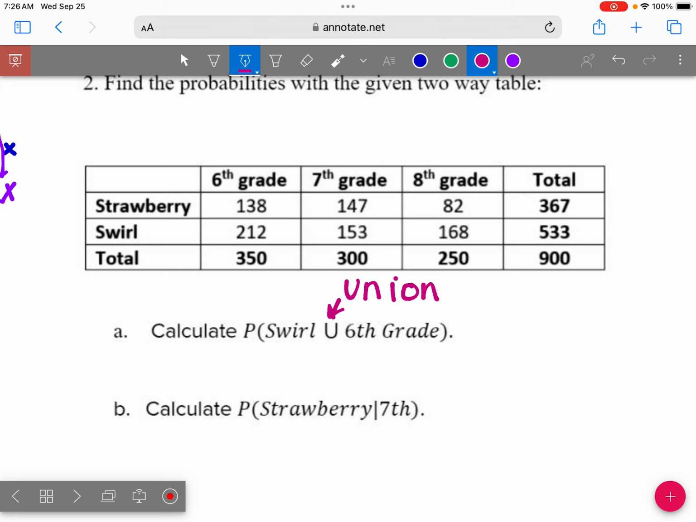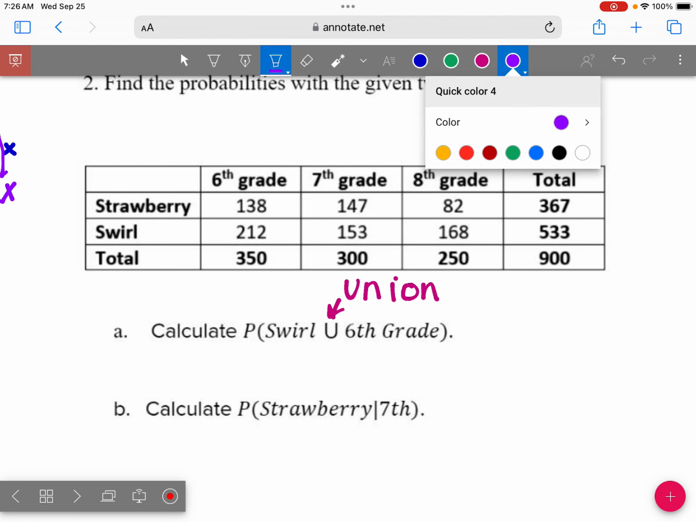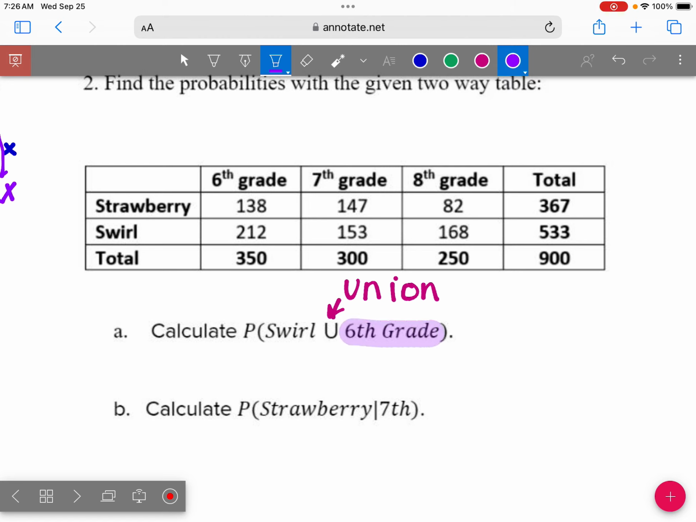6th graders that like swirl. All my 6th graders and all my people who like swirl ice cream. Everybody gets to come to the party. Unions are like weddings. Doesn't matter if you're on the swirl side, on the 6th grade side, everybody can come to the party. So this is where I need to take my everybody. So we're going to take all of my, sorry, I got my highlighters, 6th graders.